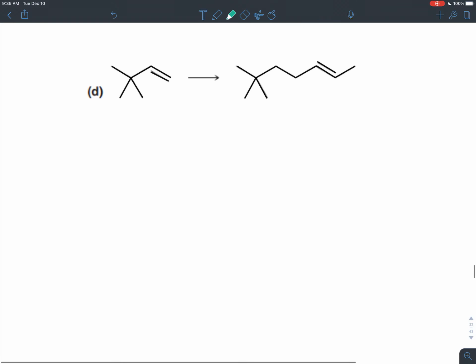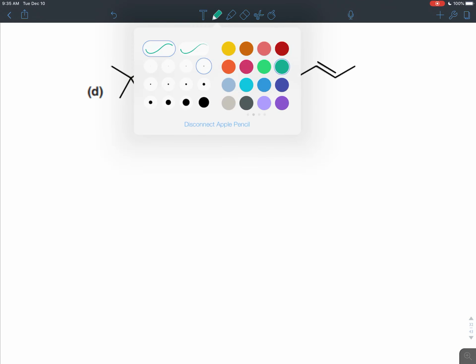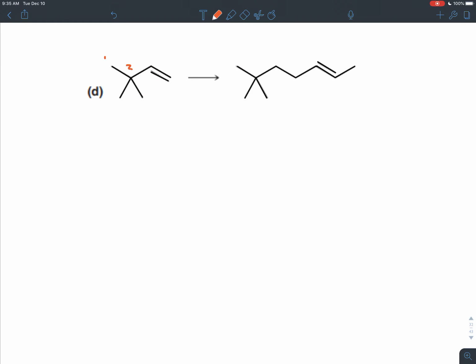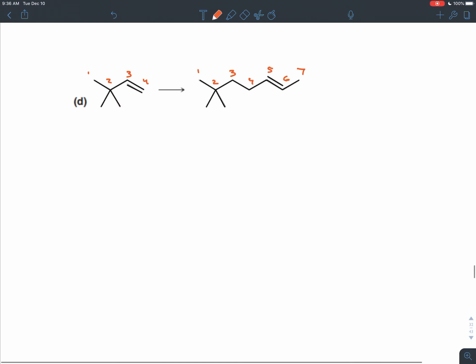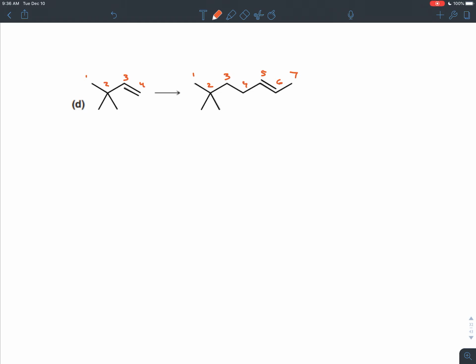Okay, let's look at D. Now in D, if you count the number of carbons, we've got 1, 2, 3, 4. Here we have 1, 2, 3, 4, 5, 6, 7. We have more carbons. Well, we only know one way to add carbons. That's using a terminal alkyne and sodium amide to turn it into a nucleophile and then an alkyl halide.